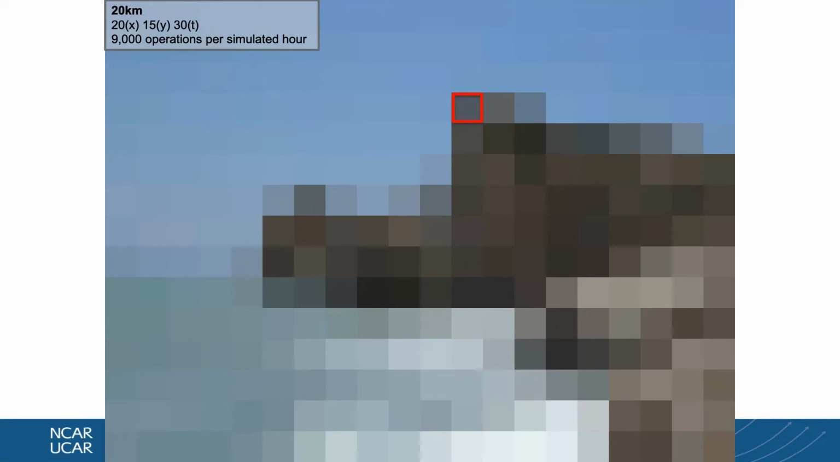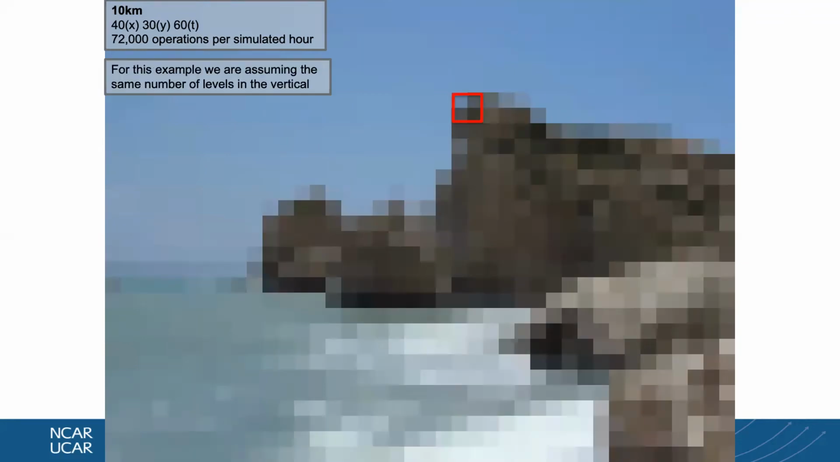Let's look at what happens if we halve the resolution. In this experiment, we are going to assume that the vertical resolution stays the same, although we're going to look at this in a little bit more detail later on, and you would see that is not something you would typically do. If we halve the resolution, we double the X and Y components, and we also double the time requirement. So now we're up to 72,000 operations for a single hour.